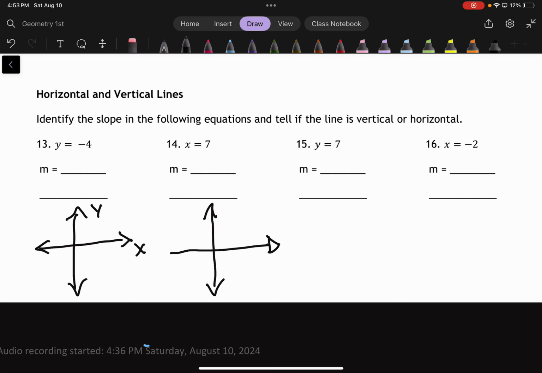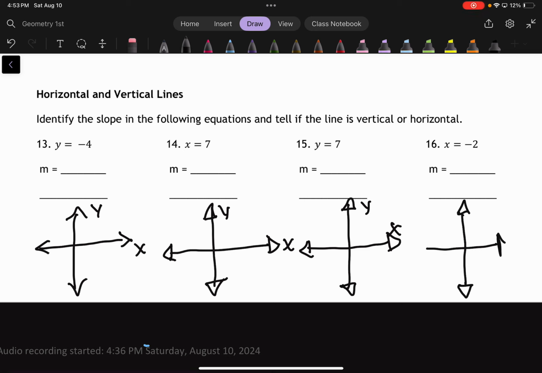That we already have all our graphs set up. This is X, this is Y.